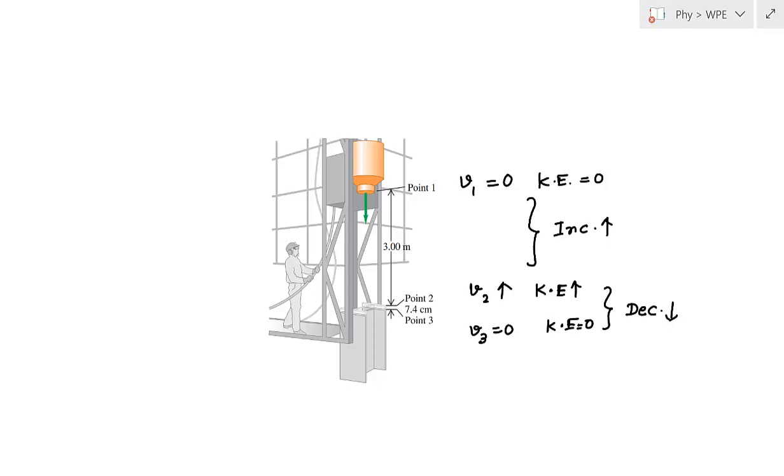But more important, from point 1 to 2, the resultant force is in the downward direction, and that's why the kinetic energy is increasing. The resultant force is in the downward direction, so it will do some work on the hammer and increase its kinetic energy. But if you go from point 2 to 3, the resultant force is in the upward direction. That will decrease the kinetic energy, decrease the velocity, and finally the velocity will be 0 at point 3.